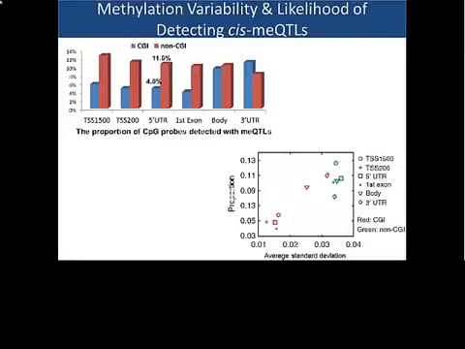make a scatter plot. The x-coordinate is the average standard deviation for each category of the CpG sites, and the y-coordinate is the proportion of the CpG sites detected with methylation QTLs. As you can see, for CpG probes located in the CGI regions, the average standard deviation, the average variance, is much lower compared to the non-CGI regions. And we can see that these two measurements are highly correlated.